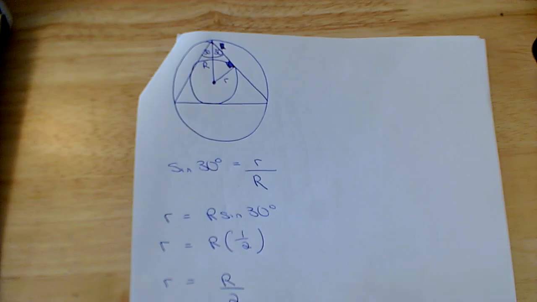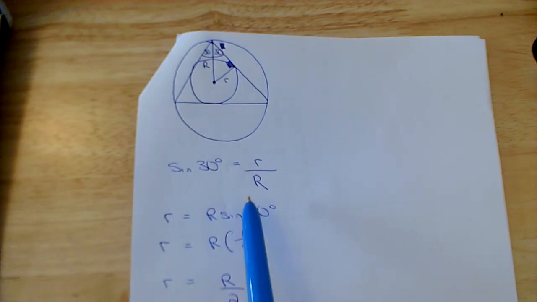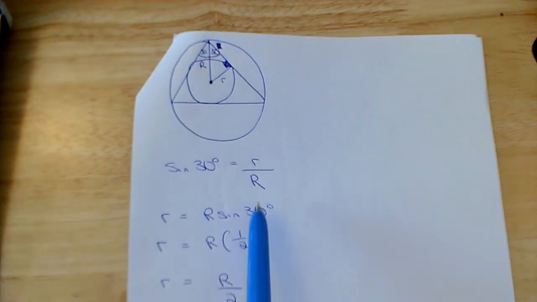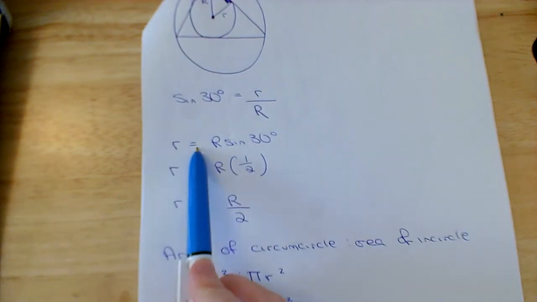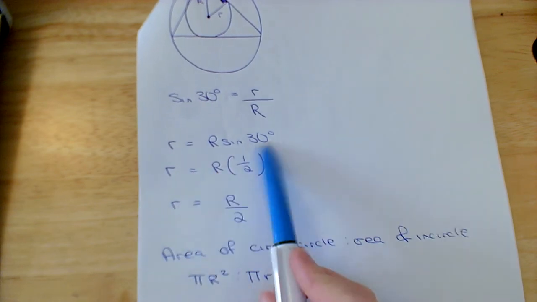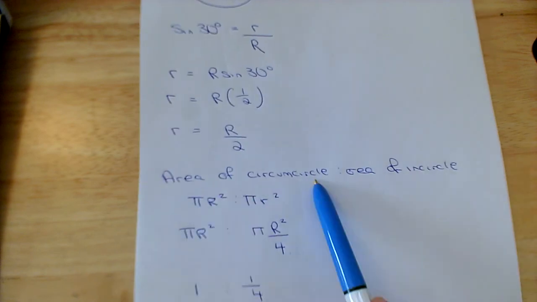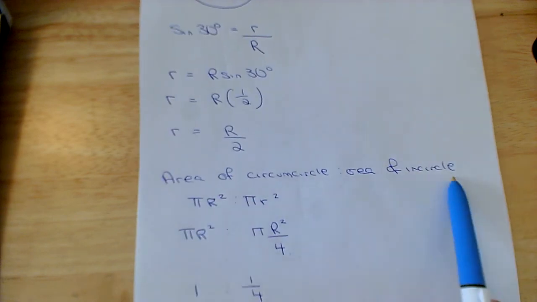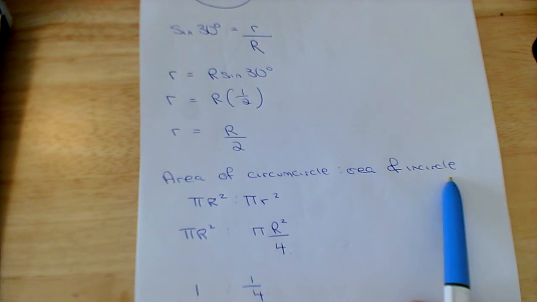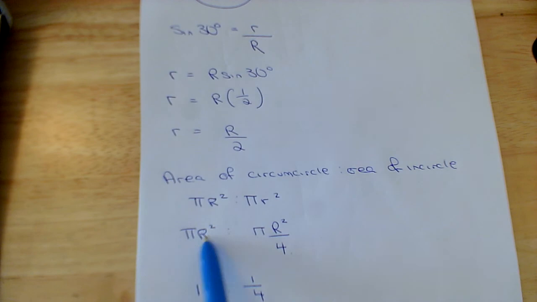So I'd say sine 30 is equal to my opposite over my hypotenuse. My opposite is r, my hypotenuse opposite my right angle is capital R. So then r is equal to R sine 30 degrees, and sine 30 is a half, so r is equal to R over 2. Right, so then the area of the circumcircle to the area of the incircle. The area of my circumcircle is pi R squared, and then the area of my smaller circle is pi small r squared. So I have pi R squared is to pi.